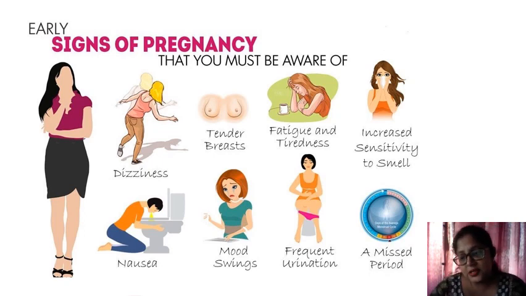But the most important, which you need to be very careful about, is a missed period. If you miss a period, then you must check whether you are pregnant or not. These are the different signs which are mainly due to the different hormonal changes that take place in our body. As I told you in the previous video, our body goes through different kinds of changes during this period. Hormonal changes are very common during this time, and they are related to these different problems, which mainly start with a missed period.